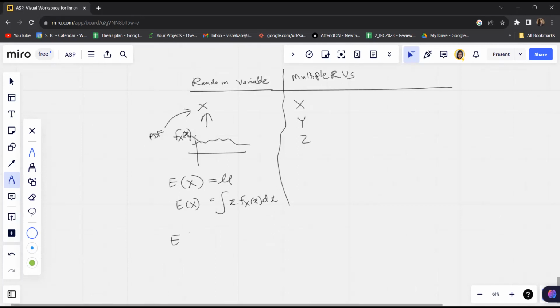Apart from that, we define the general definition of the moment of the random variable, or the mth moment. We denote that as the expectation of x to the power m, which we write using the integral of x to the power m times f_X(x) dx. By solving this integration, we can find this expectation, and we can do that for any value of m.